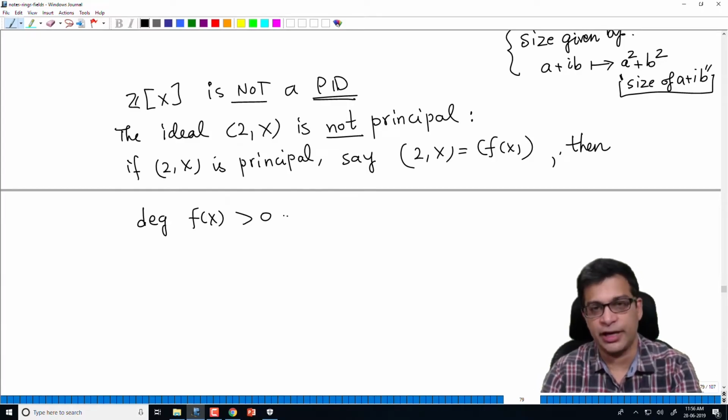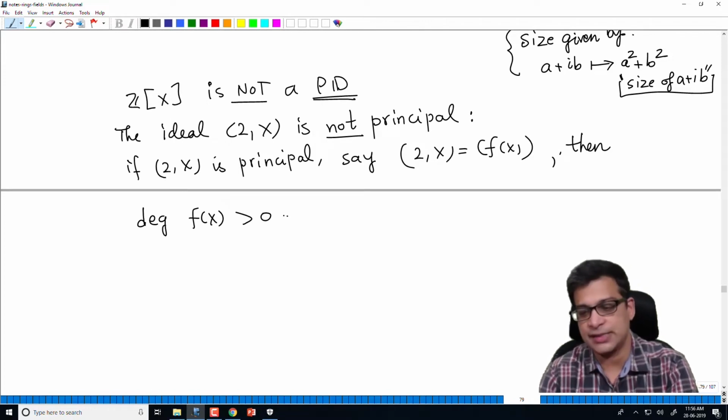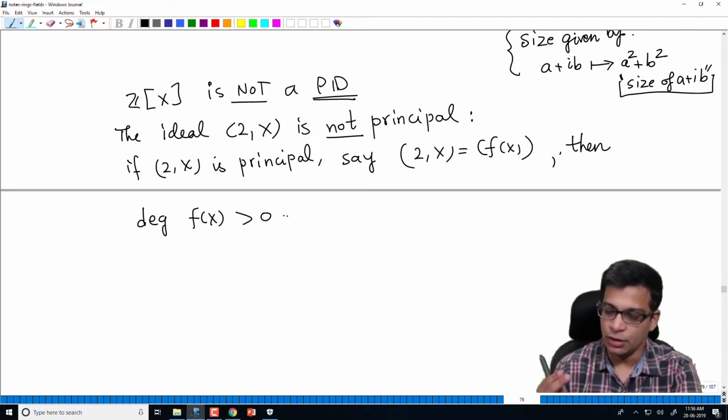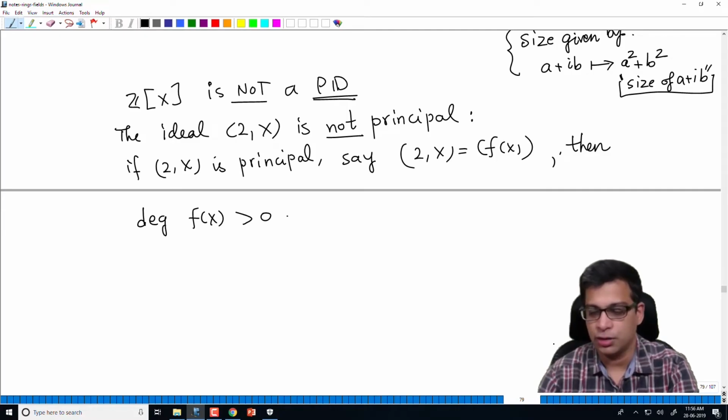It's a constant polynomial, meaning it's an integer. No way that it can generate x, because remember, if (2, x) is equal to (f(x)), x is a multiple of f(x), so it cannot be a generator. It can't be an integer because x is never a multiple of an integer, unless it's 1, of course. But if it's 1, the ideal generated by 1 is the entire ring, which (2, x) is not. So the degree of f(x) must be positive.